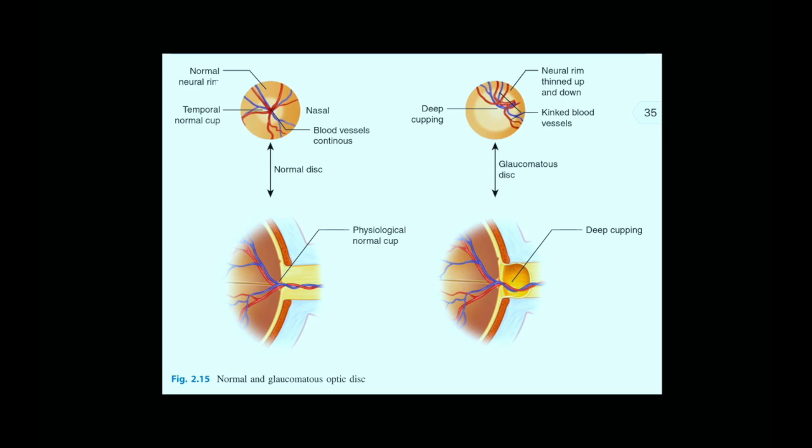Okay. Now, just to add some important clinical part about the optic disc, you can see this is going to be my optic disc. This is the normal neuroretinal rim. Now, this is going to be the disc. There you have a cup. Okay. Now, this is a normal disc.